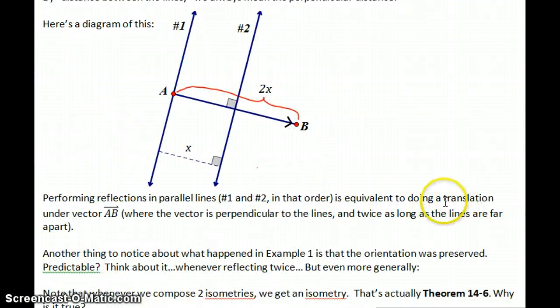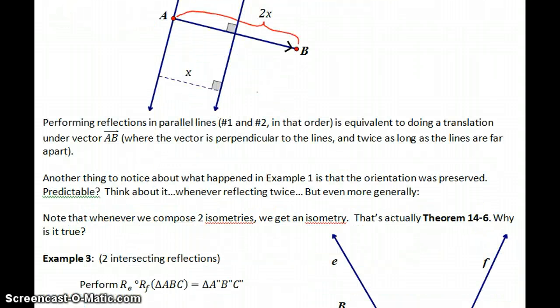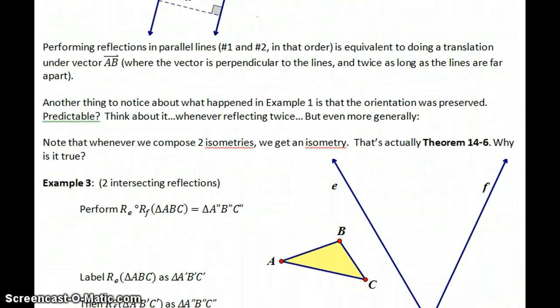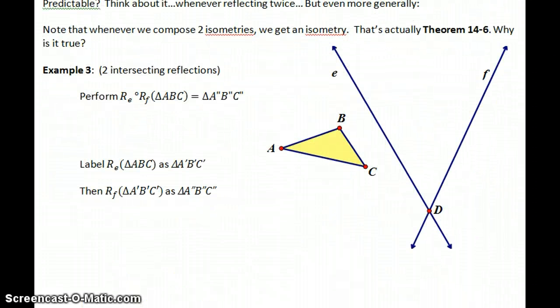Whenever you do two isometries in a row, remember an isometry is a transformation that makes a figure that's congruent to the original. If you do that twice, guess what? You're still going to get an isometry. There's actually a theorem in the book, 14.6, that says if you do an isometry and then another isometry, the start to finish thing you've done is an isometry, because it's kind of like transitive for congruence.